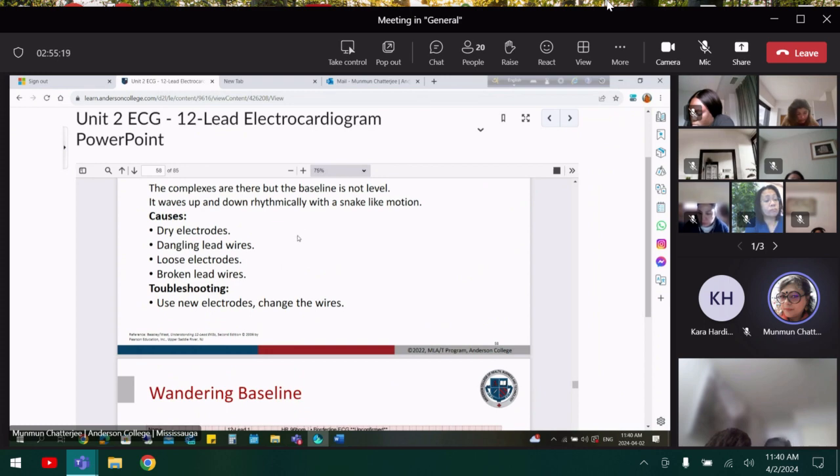Sometimes electrodes become very dry. Dangling lead wires means there may be some damage in the lead wires. Lead wires are what is connected to the electrodes, or maybe it's not connected properly with the electrodes. It's dangling. You think it's connected, but when you are clipping it, the clip is not proper.